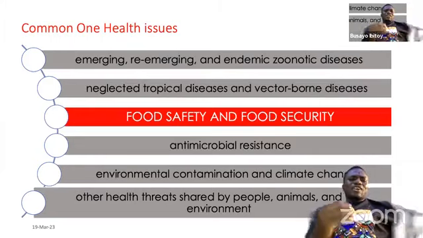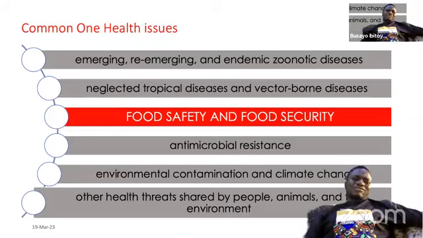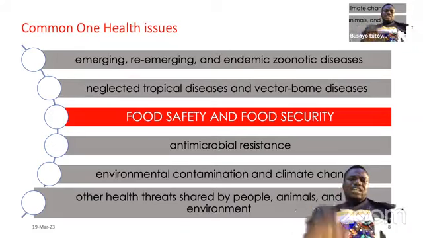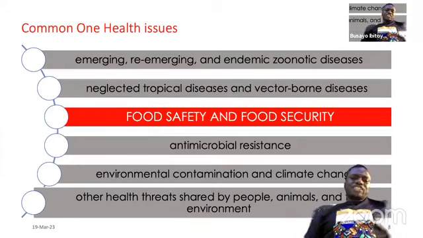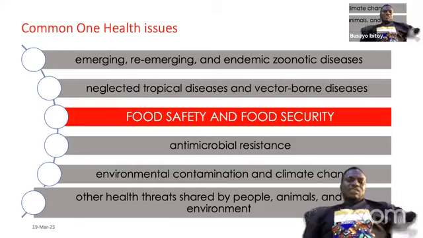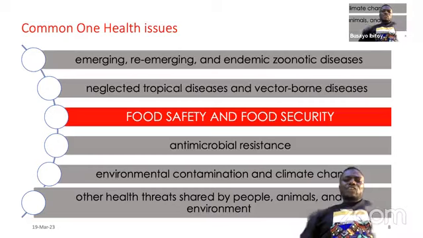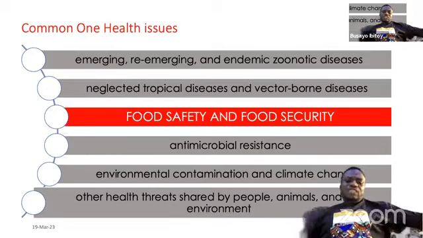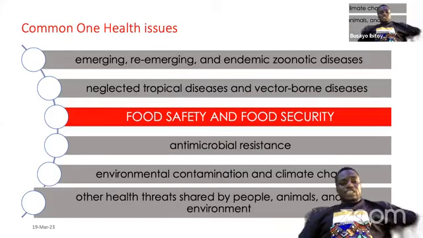Now, what are the common One Health issues? What are those challenges that the One Health approach tries to handle or solve? One, we have the emerging, re-emerging and endemic zoonotic diseases. It also tries to handle the issue of neglected tropical diseases and vector-borne diseases. And for the sake of today's presentation, we'll be talking more about food safety and food security.